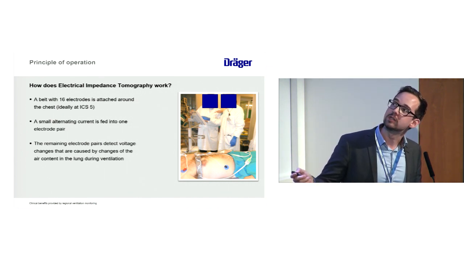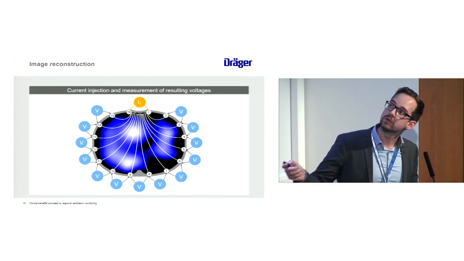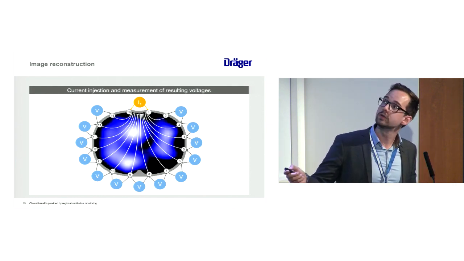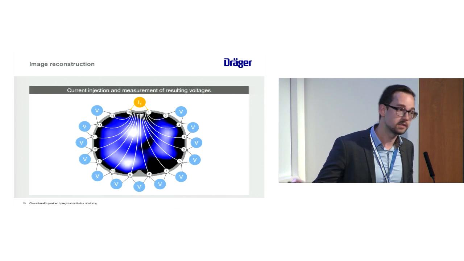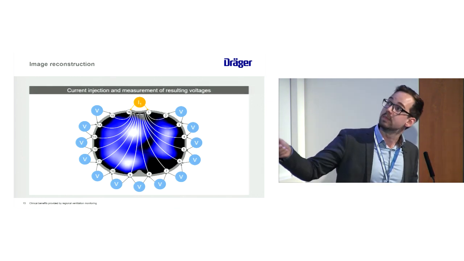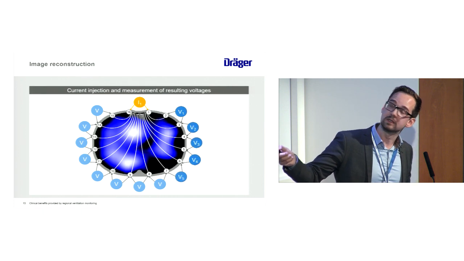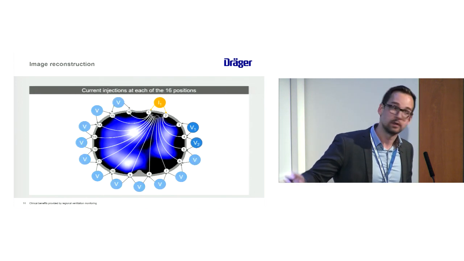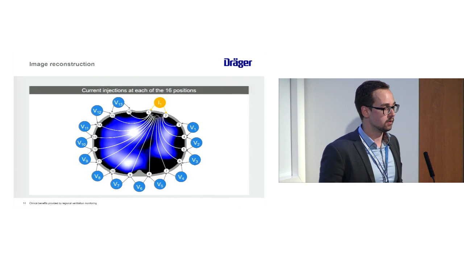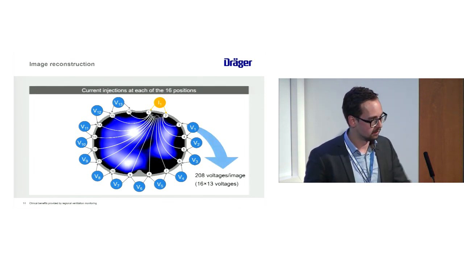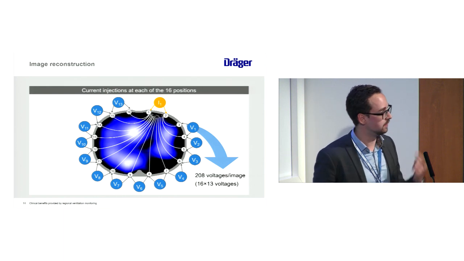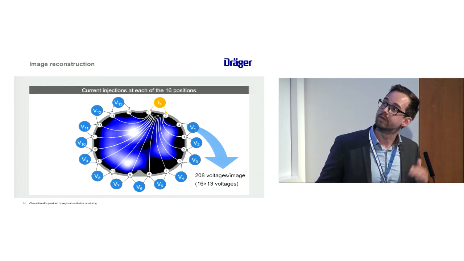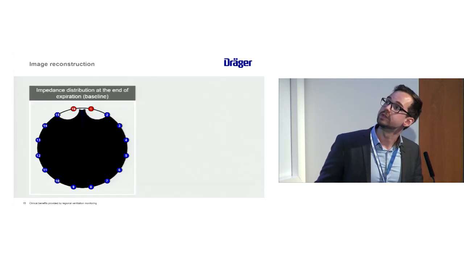What we're actually doing is, as mentioned before, we have these 16 electrodes around the patient's chest. We are injecting a current between one pair of electrodes, and we are measuring the resulting voltages at the remaining electrodes. And then basically we do this round and round. So this would be the first current injection, and then we go on to the second current injection, once again measuring the voltages all around. This is also the reason why it's called electrical impedance tomography. It is a procedure that generates a tomographic image of a certain region of interest.